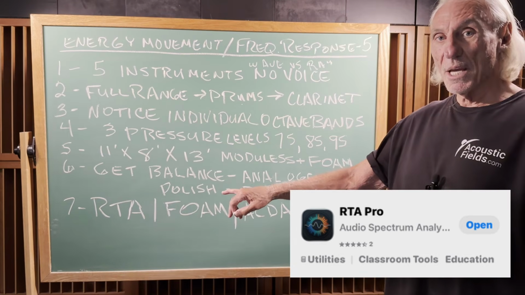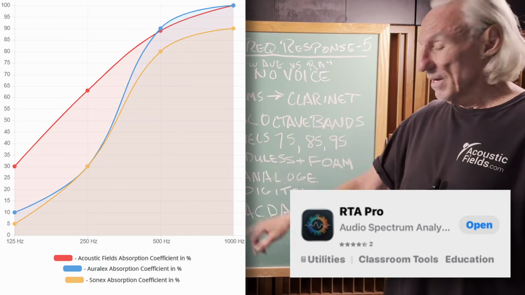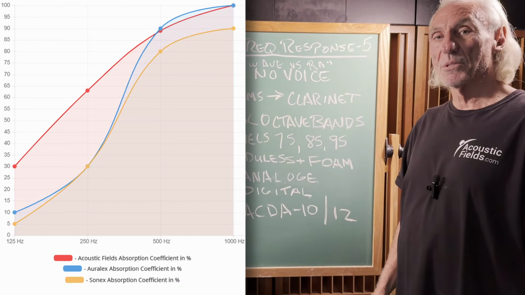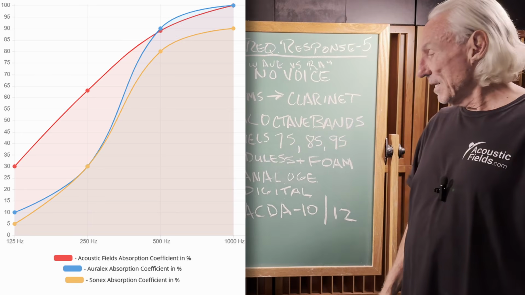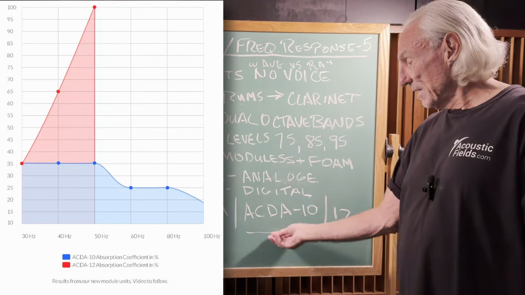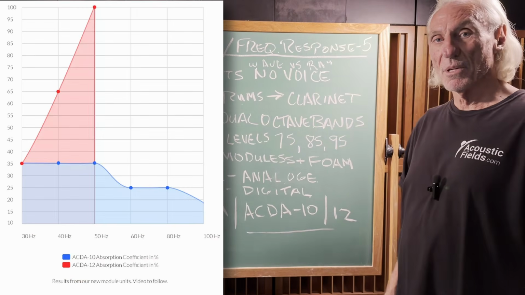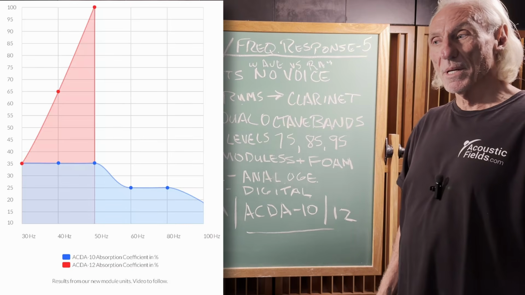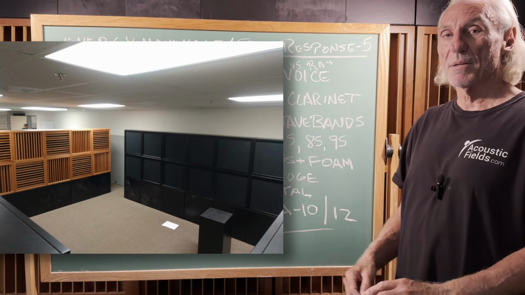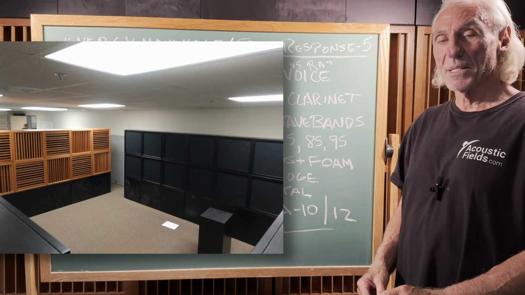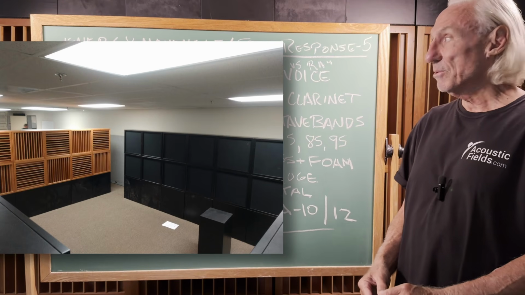We're using the RTA app you can see here. Our foam technology, you can see the smooth graph in the red line here. And our ACDA series modules. You can see performance here. And then here's a quick snapshot of diffuser and ACDA 10 black absorption modules.